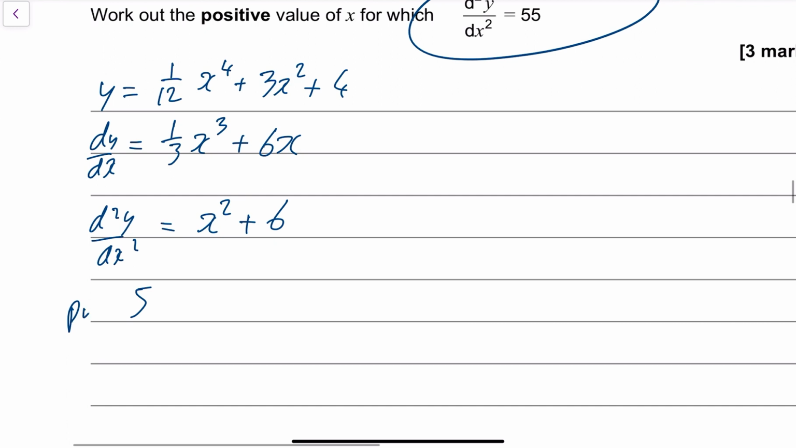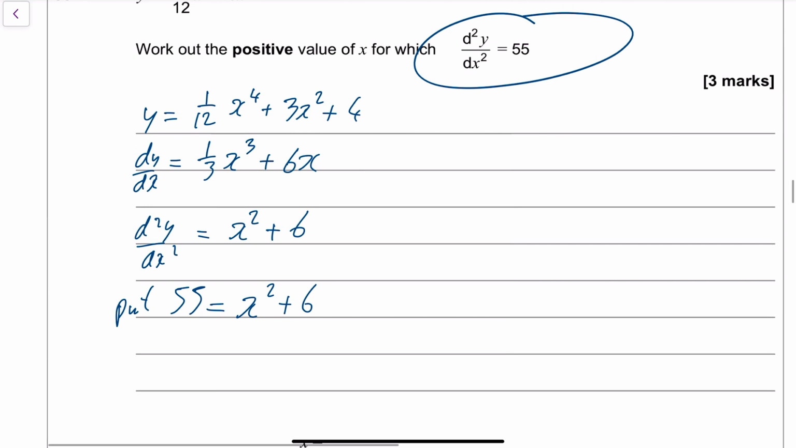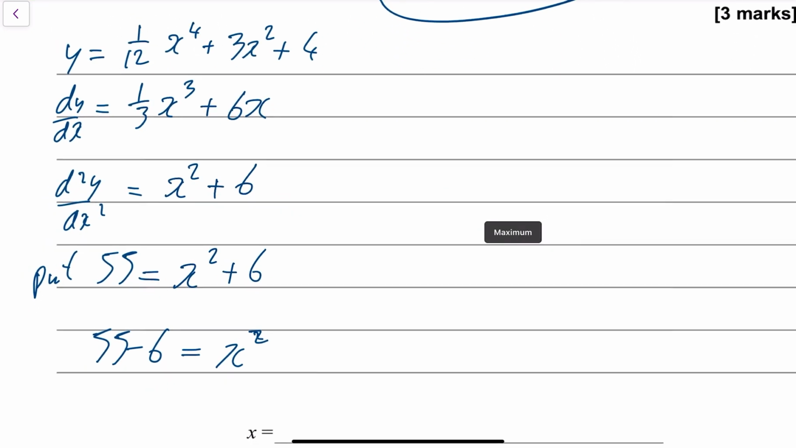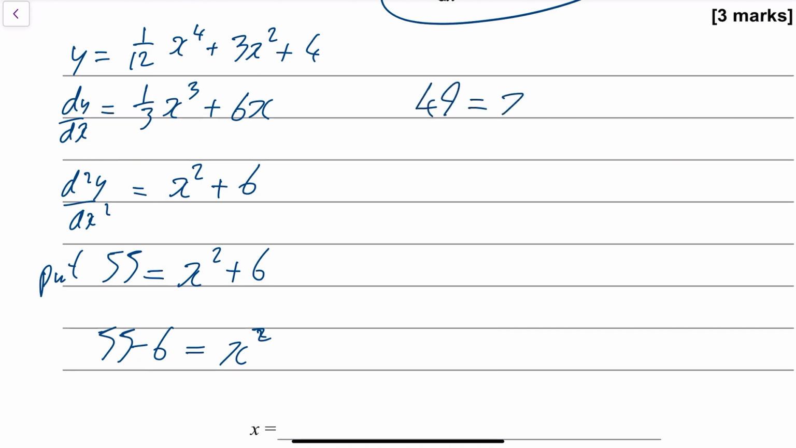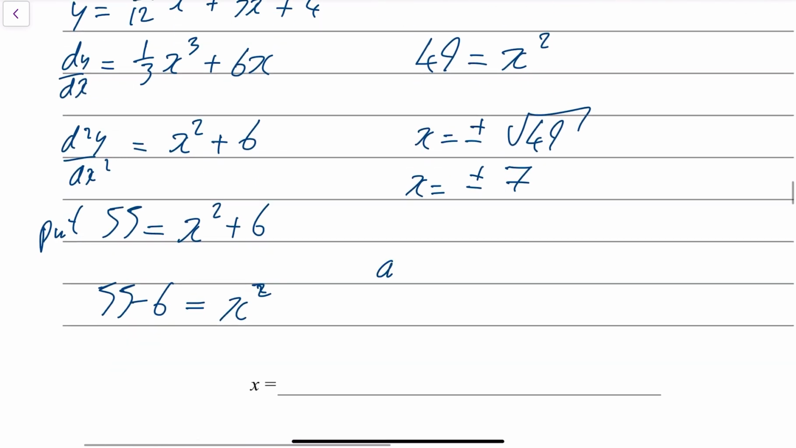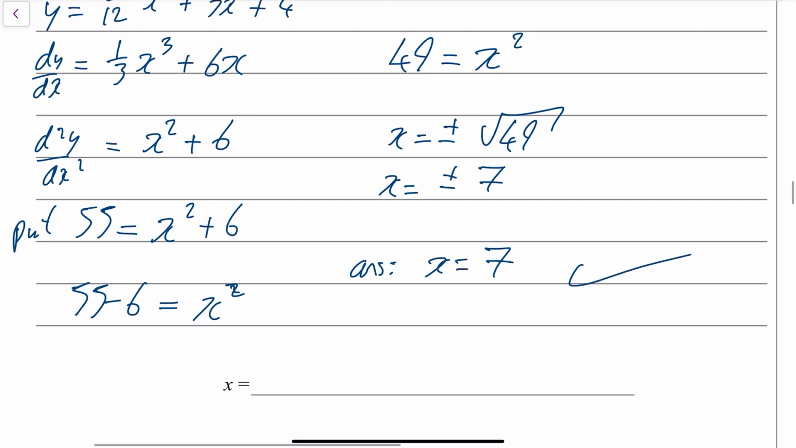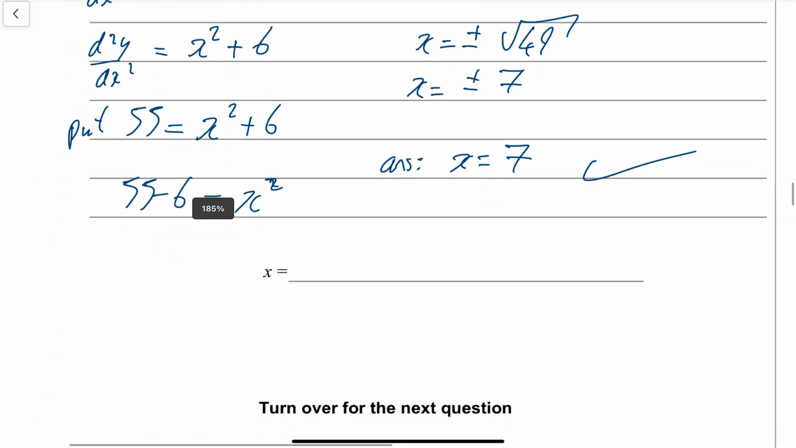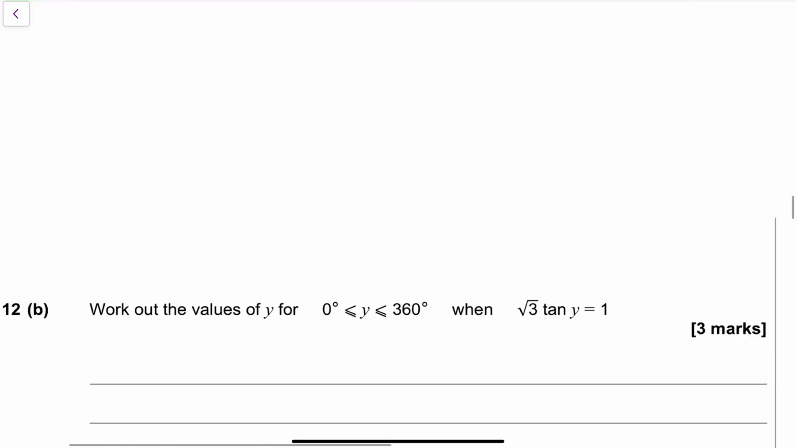Work out the positive value for which d2y by dx squared is equal to 55. So put 55 equal to x squared plus 6. That means 55 minus 6 is equal to x squared. So what's 55 minus 6? It is 49. Very nice. 49 is equal to x squared. So x is equal to plus or minus the square root of 49, which means x is equal to plus or minus 7. It said the positive value, so your answer is x is equal to plus 7. Very nice. Nice question. I really like these exams. Turn over for the next question.